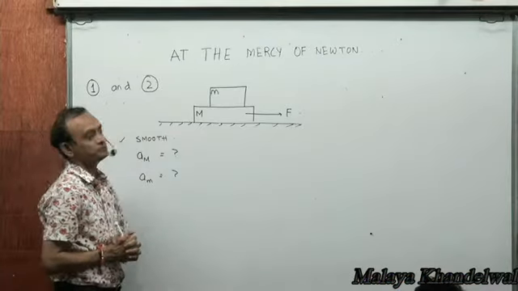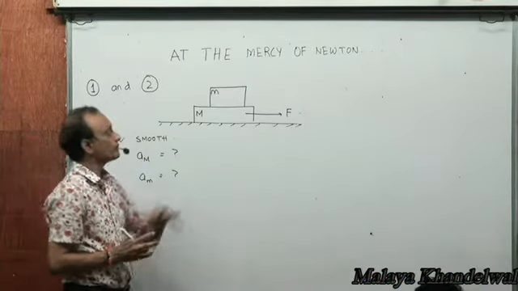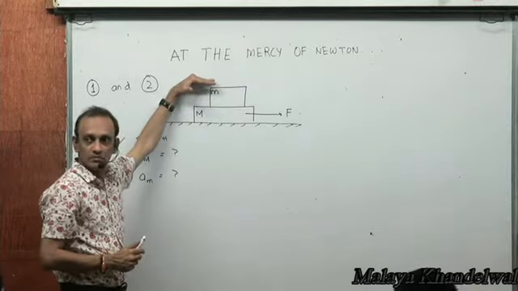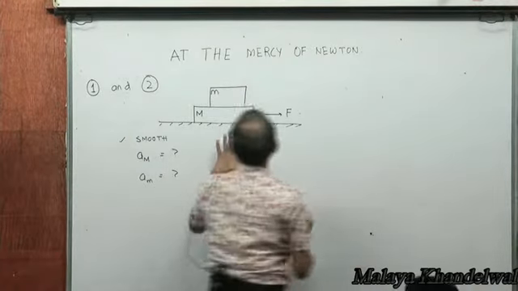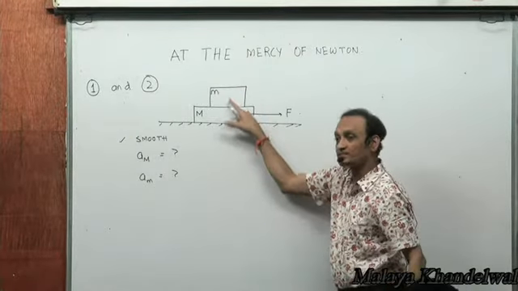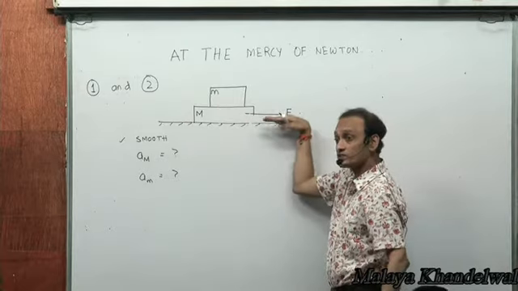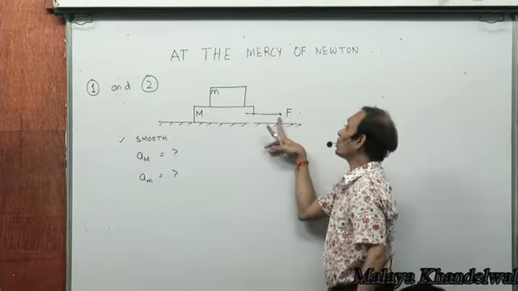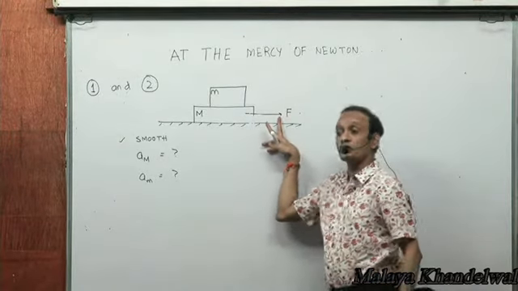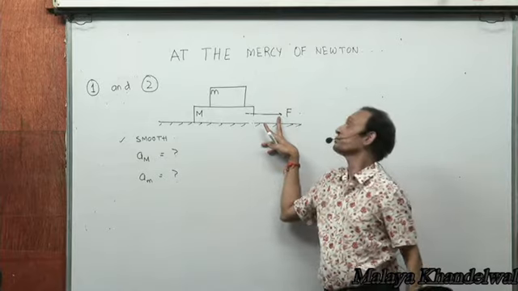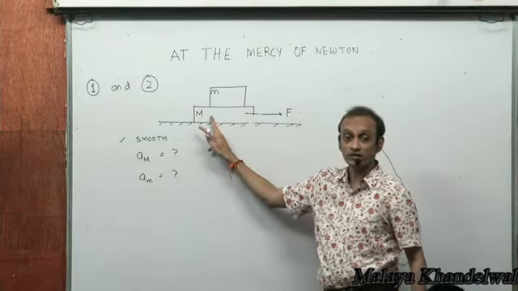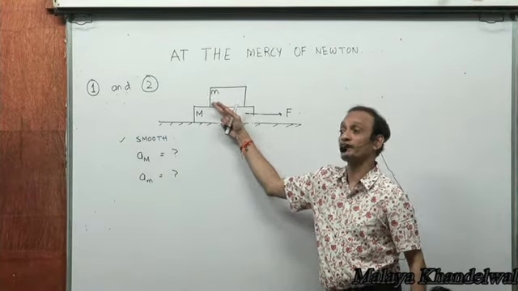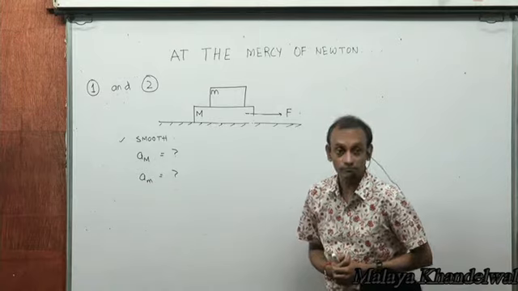Right then, so we have the sheet titled At the Mercy of Newton. We have a pair of blocks, smooth blocks, resting on a smooth surface, and the lower block being acted upon by an external horizontal force, capital F. We want to find the acceleration of capital M, and the acceleration of small m.